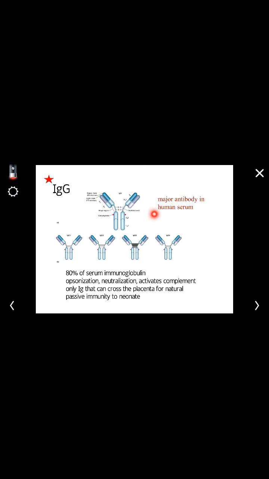The major antibody in the human serum is IgG. It goes across the placental membrane. 80% of serum immunoglobulin, the major antibody in human serum, is immunoglobulin G. It is used for opsonization, neutralization, activates complement, and is the only immunoglobulin that can cross the placental membrane for natural passive immunity to a neonate, or a little baby.